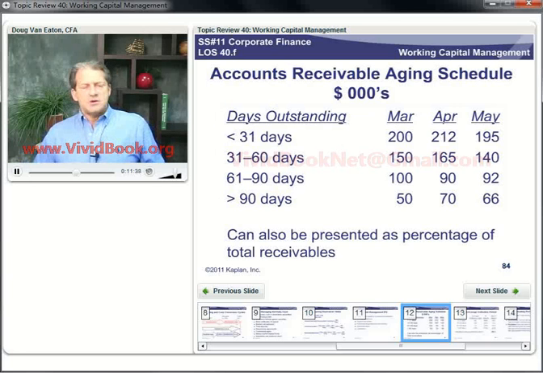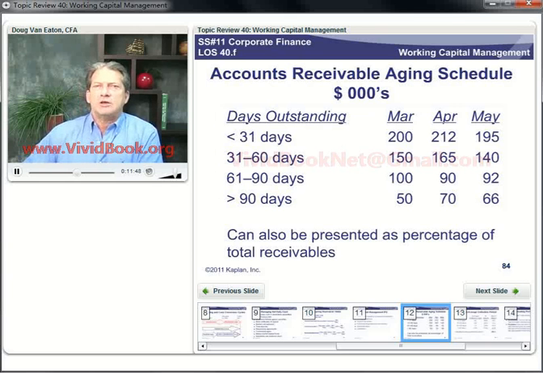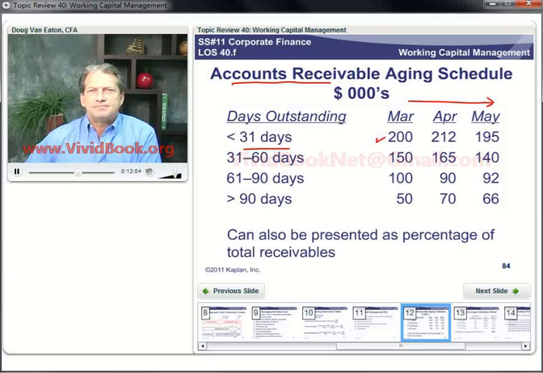Another tool for evaluating how we're managing our working capital is to look at our accounts receivable, and here we have an aging schedule. The important thing here is you just understand what you're looking at. It's in thousands, and it tells us of all our accounts receivable, how much of that is less than 30 days? 200,000 in March, and we can see the progression over time. Accounts receivable between 31 and 60 days, 150,000, 61 to 90 days, 100,000, and greater than 90 days, 50.